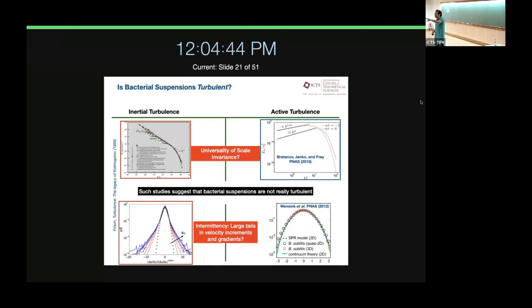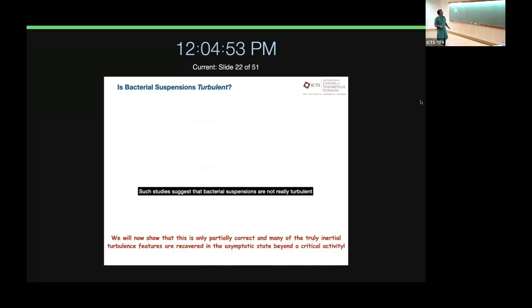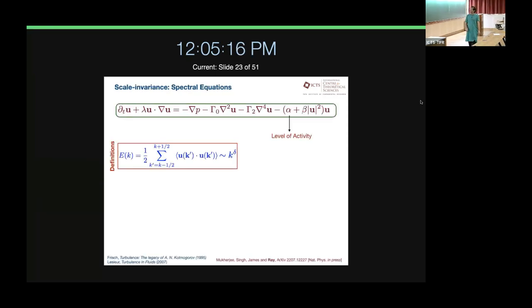They might look chaotic, they might show vortical structures at the level of the bacterium at those scales, but they're not truly turbulent if you subject them to these sort of strict tests. What we will now show is that this conclusion is only partially correct, and that truly inertial turbulence-like features actually emerge beyond the critical activity. And so the remaining 20 minutes of my talk will be to convince you that there is a critical activity, which is experimentally realizable, where you start to see emergence of universality.